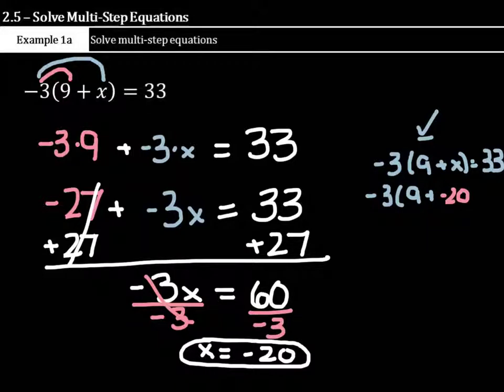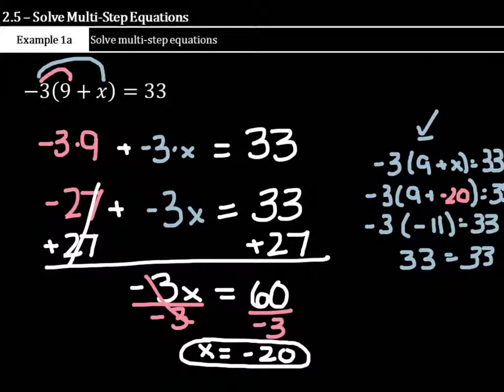You make your substitution in. Nine plus negative 20 is negative 11. And negative 3 times negative 11 is a positive 33 equals 33. So you know we're right. So what did we do? First, we distributed the negative 3 to the 9 and the x. And then negative 3 times 9 was a negative 27. Negative 3 times x is negative 3x. And this here is a two-step equation. Then you solve it as such to get your answer, x equals negative 20.